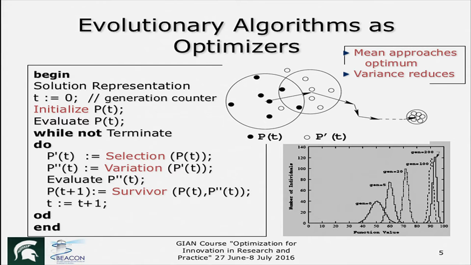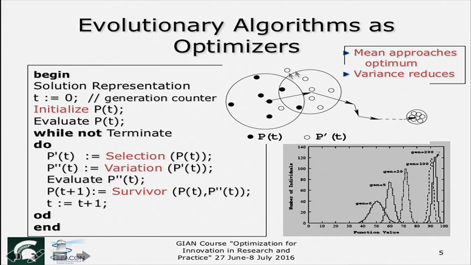Yeah, question. P double dash T. Yeah, P dash T is not offspring. P dash T is just some copies of the PT. P double dash T, you are creating new individuals. I'm going to show you how to do that. Exactly the same clone. It's exactly the same.